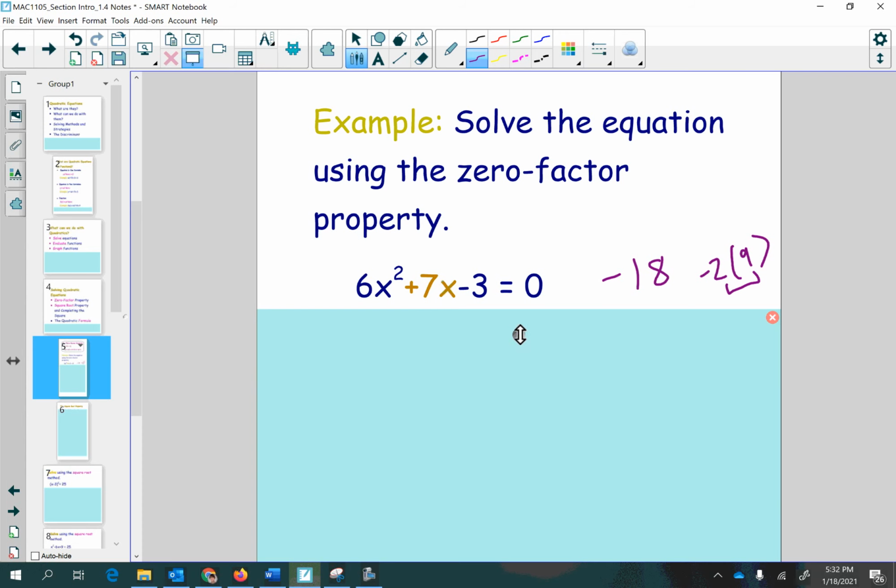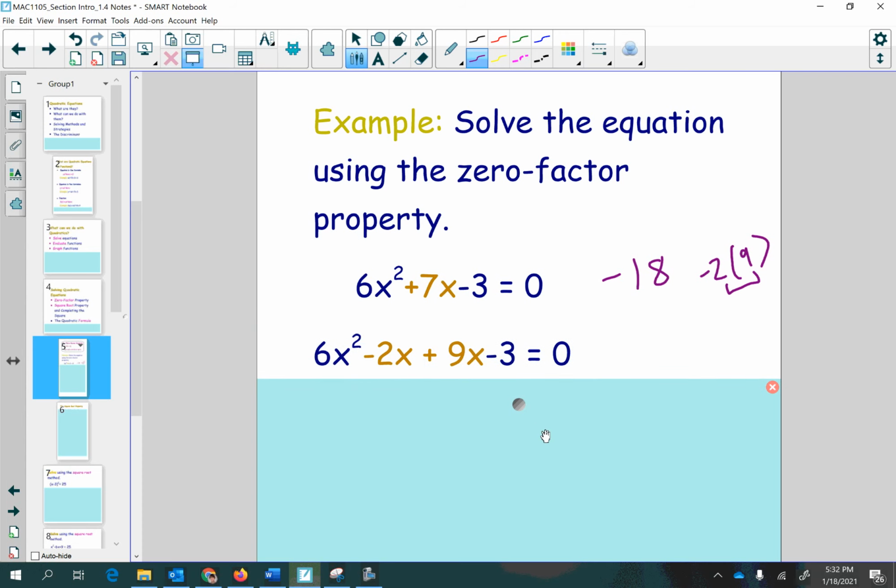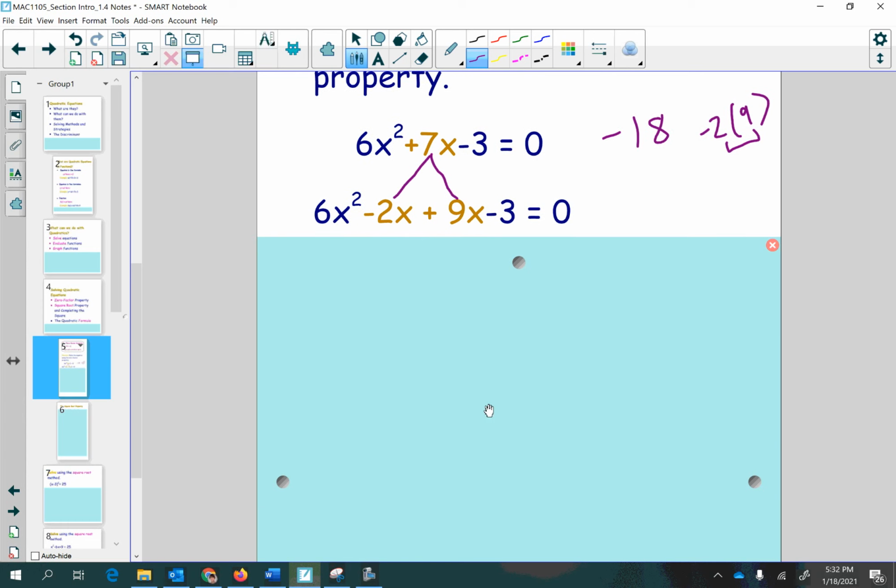So what I'm going to do is I'm going to rewrite the middle term. See, I've just taken this 7x and I've rewritten it into the two pieces, two terms, one with the negative 2 as a coefficient and one with the positive 9 as a coefficient. Now that I have that stretched out, I can group these items together. So I'm going to group these two terms together and these two terms together.